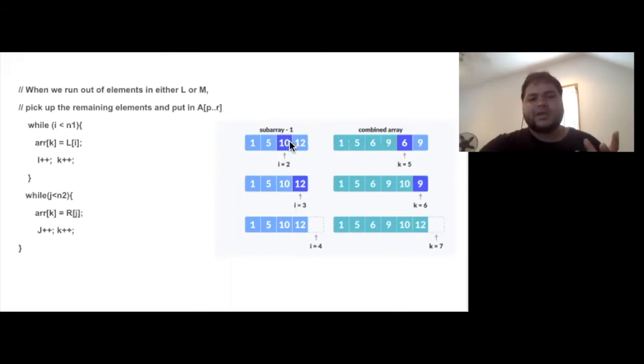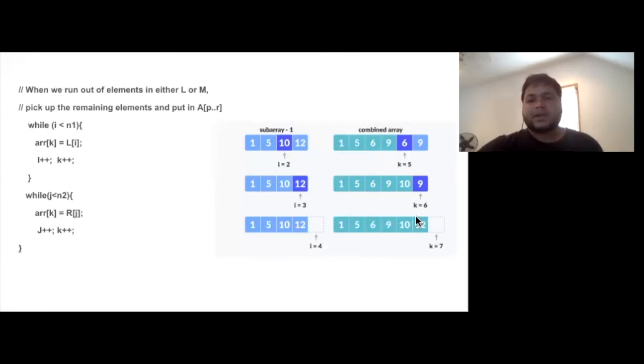Since we are at 10 and subarray 2 is already finished with the processing, what we will do is take all the remaining elements of subarray 1 to the combined array. That means we'll have to copy this 10, and copy this 12.